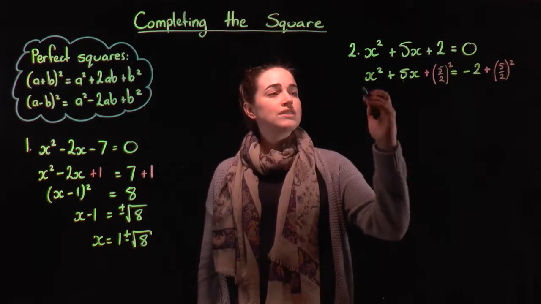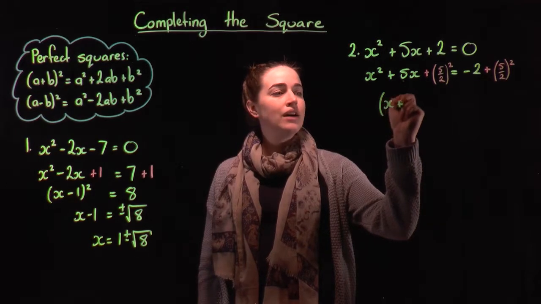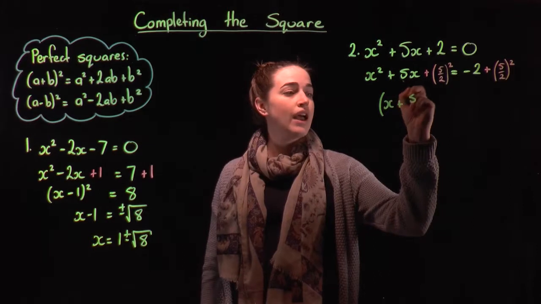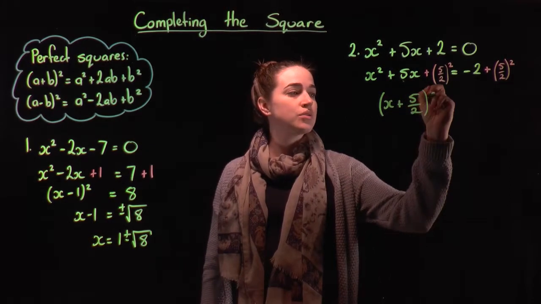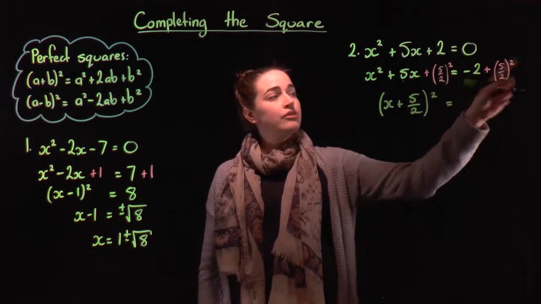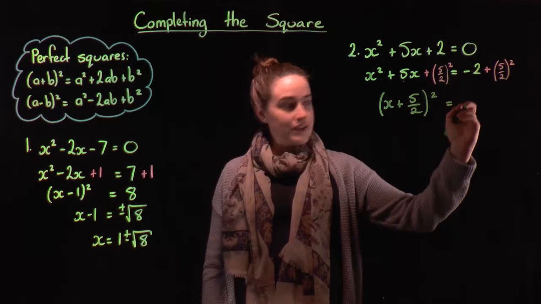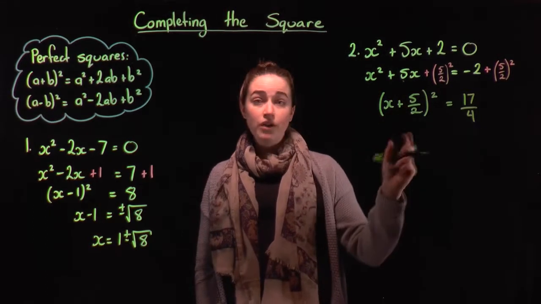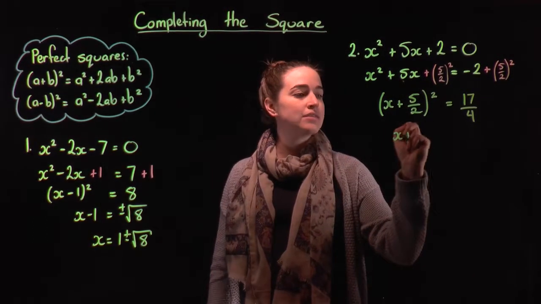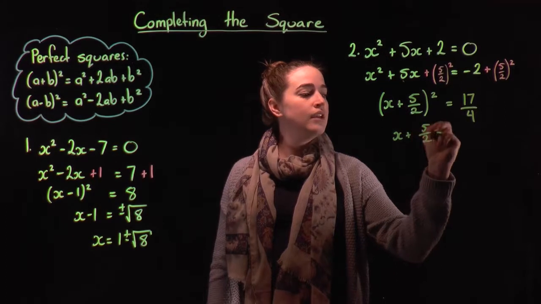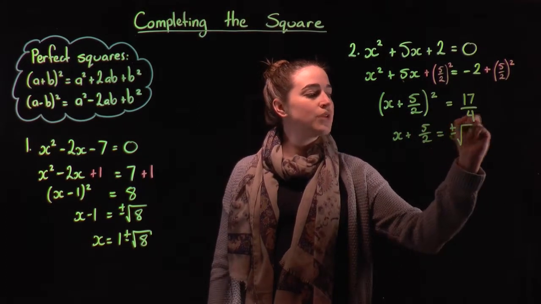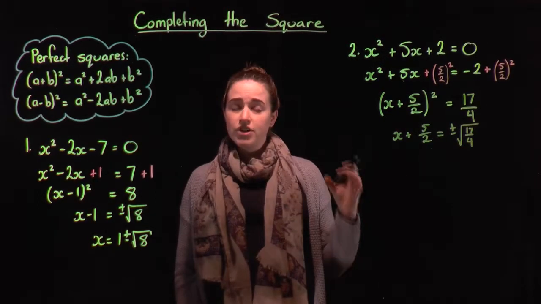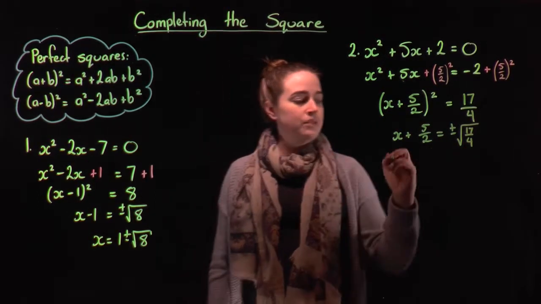So if we have a look at this side, we're going to have x plus, because it was a plus here, and our b term was 5 over 2. So (x plus 5 over 2) squared is equal to, if you put this whole thing in your calculator, 17 over 4. All right, now we're going to square root both sides. So I would have x plus 5 over 2 is equal to plus or minus the square root of 17 over 4.